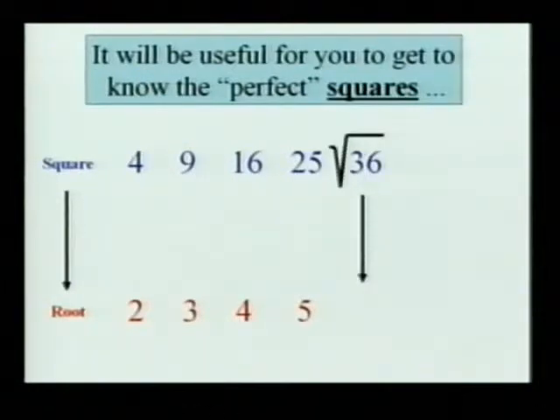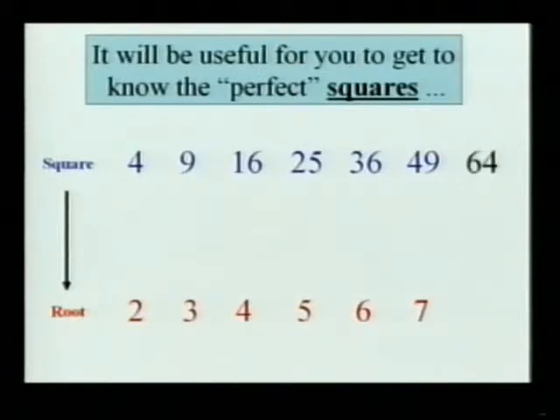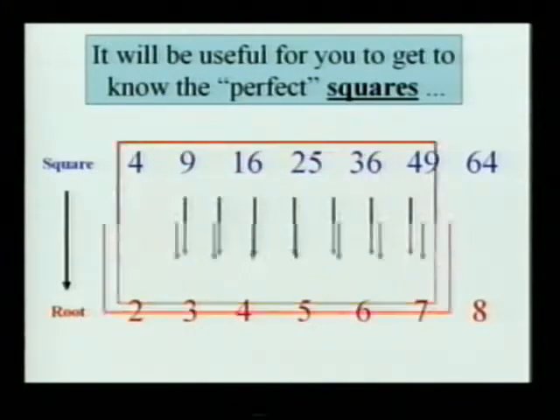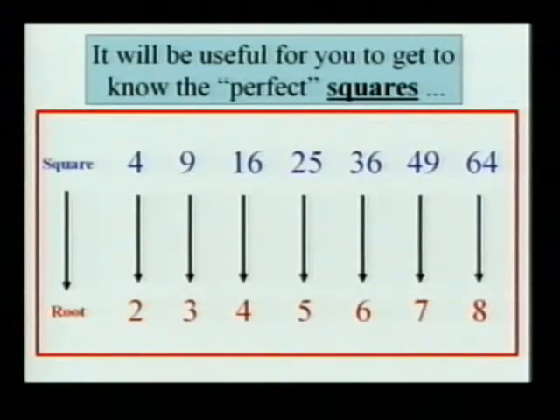Now, you could derive these. I bet you're doing that in your head now. 49. They go up forever. 64, and it goes on and on. These are the perfect square roots. They're good to know, but you could just figure them out.